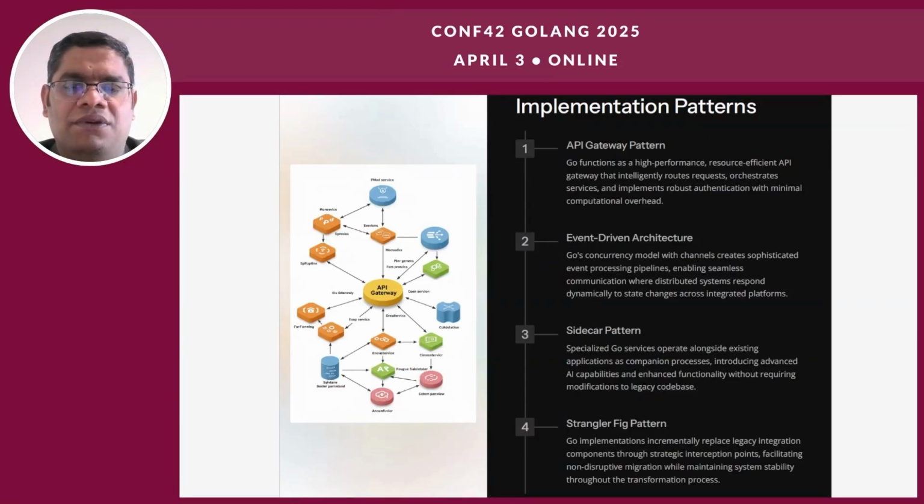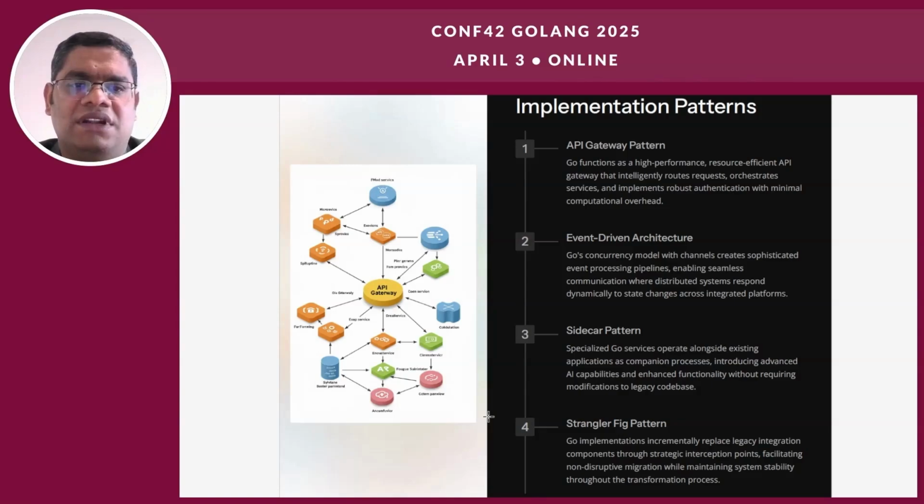We have mainly four different types of implementation patterns based on APIs. First, the API gateway pattern, where Go functions provide high-performance, resource-efficient API gateways that intelligently route requests, orchestrate services, and implement robust authentication with minimal computational overhead. This is the main thing.